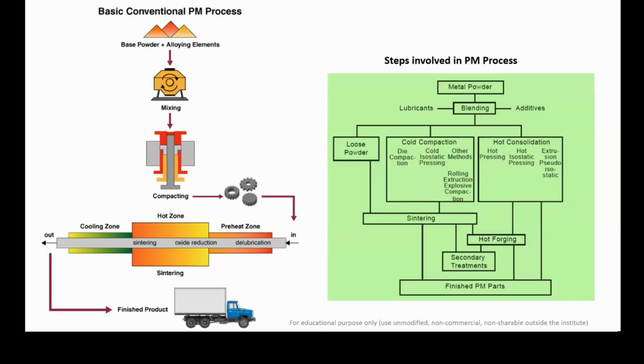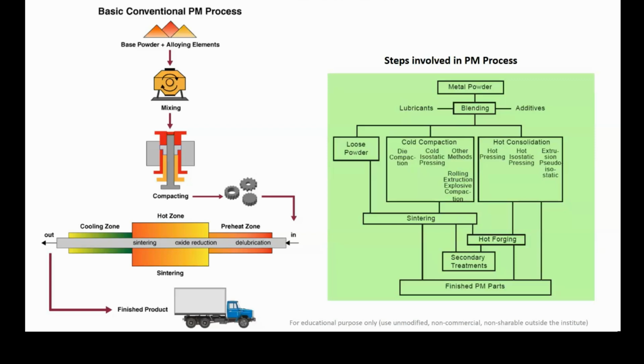Now this compaction process is also of different types. There is compaction which takes place at room temperature, so this is called cold compaction, and the compaction which can also take place at high temperature is called hot compaction.